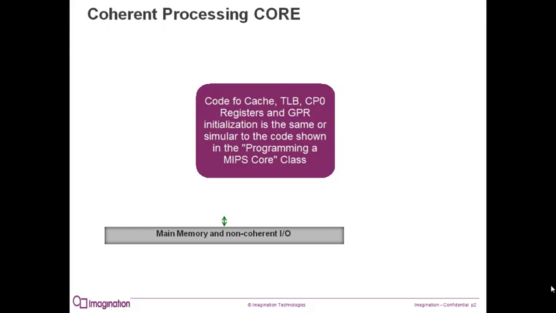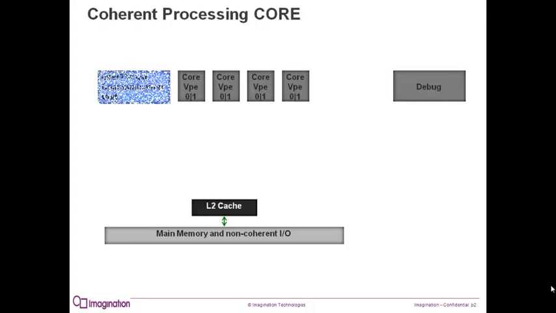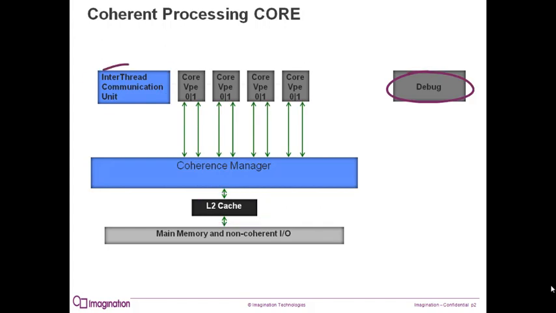Some of this code should look familiar to you. It is similar to the ones shown in the programming a MIPS core class, so some of the steps I will go through quickly. Here is a diagram of a coherent processing core that the boot MIPS code will initialize. A coherent processing core is made up of 1 to 4 single cores with an L2 cache, debug control logic, and optional inter-thread communications unit.